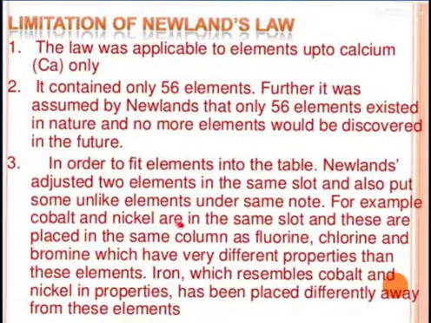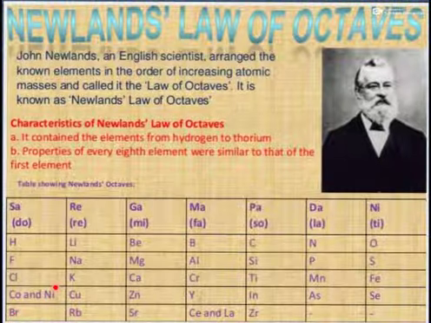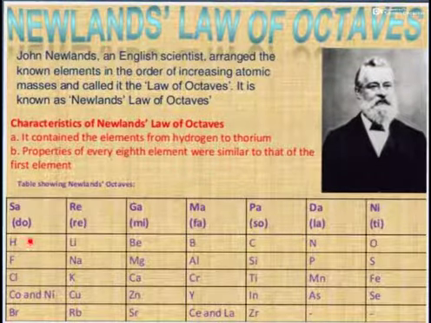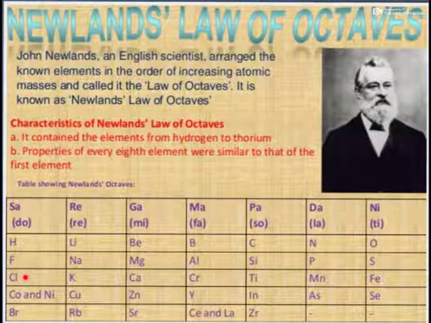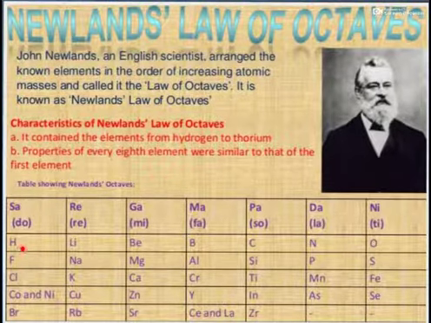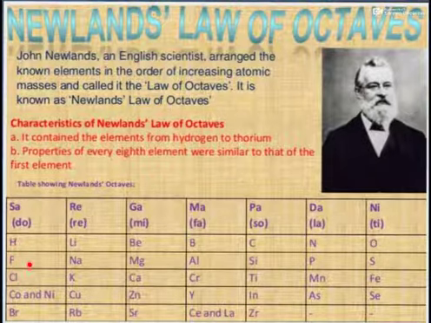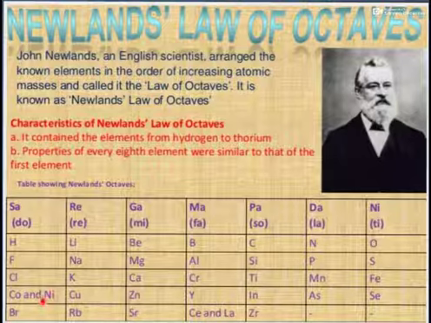For example, cobalt and nickel are in the same slot, and these are placed in the same column as fluorine, chlorine and bromine, which have very different properties from these elements. You can see in the table, cobalt and nickel are in the column where hydrogen, fluorine and chlorine are. But the properties of hydrogen, fluorine and chlorine were not similar to cobalt and nickel. So how can they be placed in this area? In one column, the properties should be similar, but cobalt and nickel do not show similar properties.